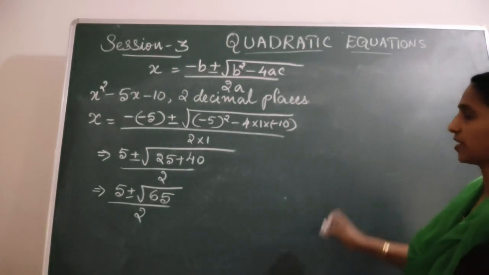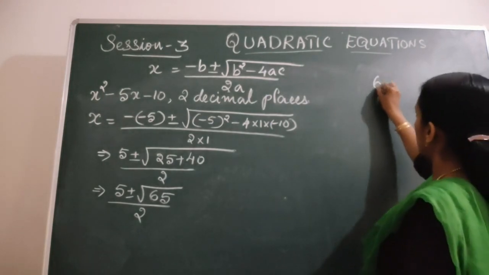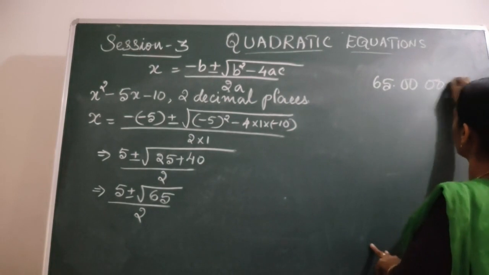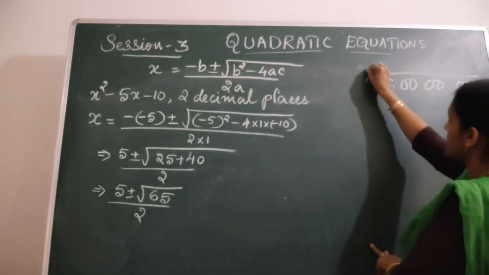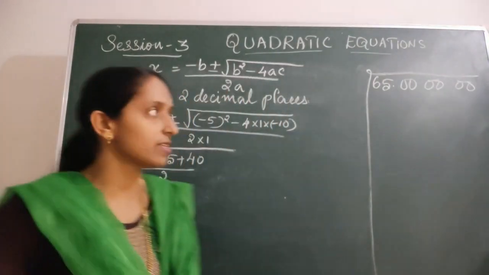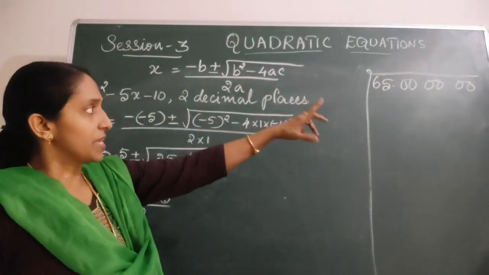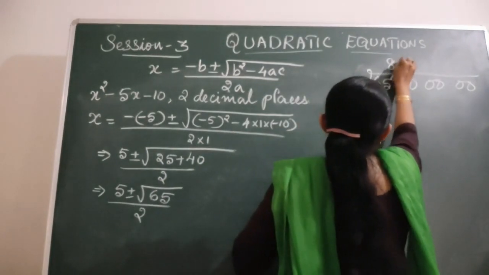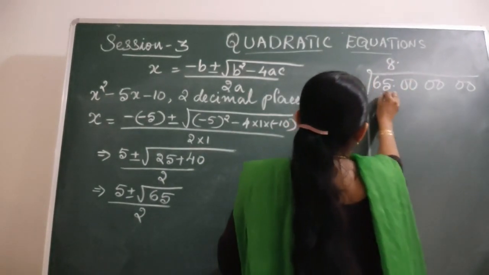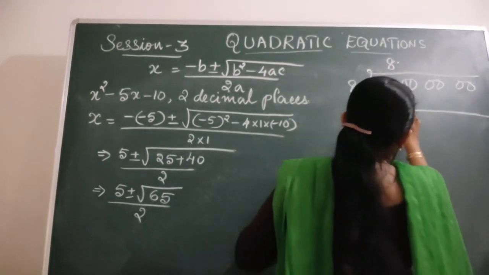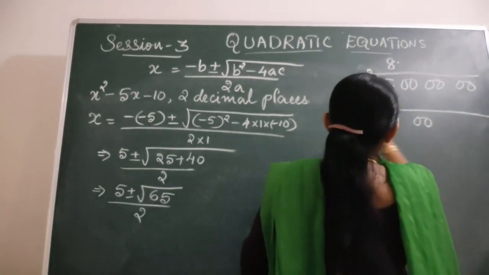Under root 65.0000. You will write it in the long division method. Make 65 into pairs. Then you will take out the first perfect square. 8 8s are 64. Remainder is 1. Next pair 0, 0.